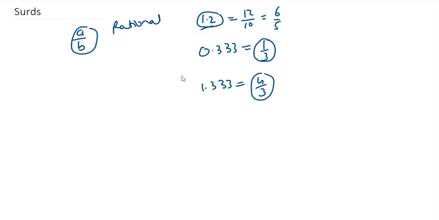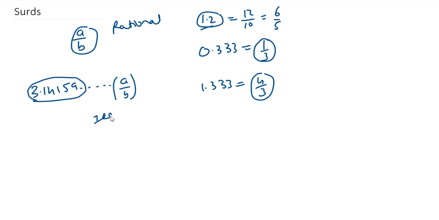number. Whereas numbers that cannot be expressed in the form a by b are called irrational numbers. For example, the value of pi, which is 3.14159 and so on, cannot be expressed in the form a by b. It just goes on indefinitely and there is no fixed pattern. So this number is called an irrational number.